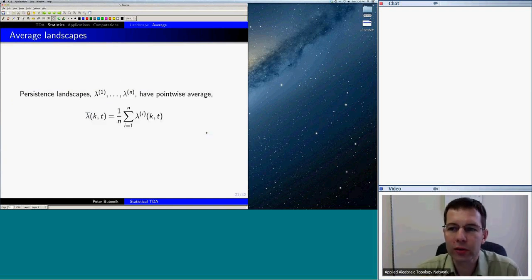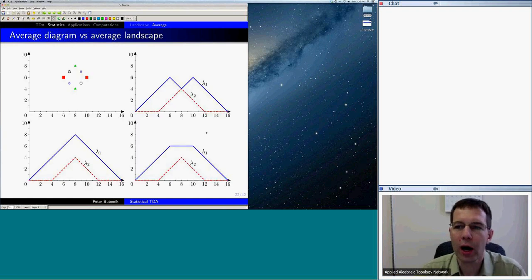Working with functions or vectors, averaging is very easy. We just do it pointwise. And I'll show you how this compares with averaging of persistence diagrams.